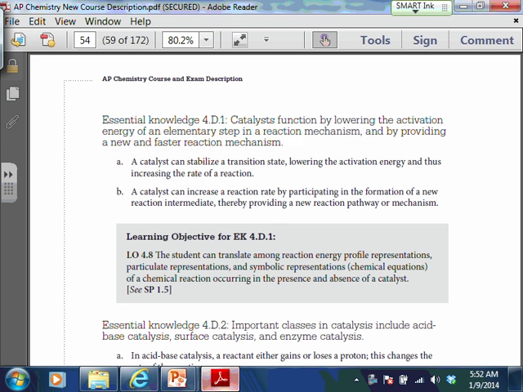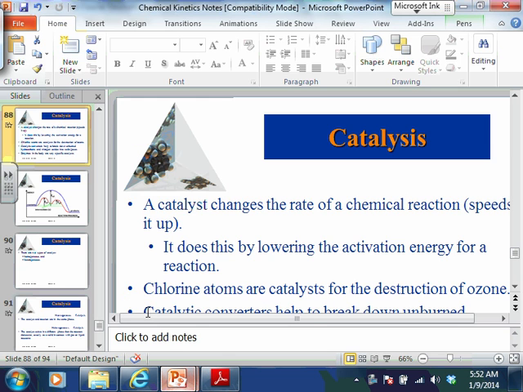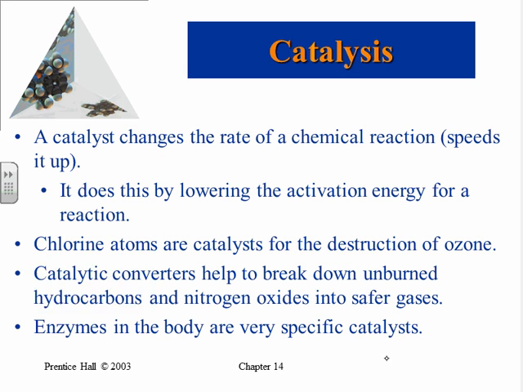So it can either stabilize the transition state, so that lowers the activation energy, or it can actually provide a new pathway with a lower activation energy, okay, so that this reaction can happen more quickly. If there's less of a hill to get over, then you're going to be able to get over the hill more quickly, and the reaction is going to happen faster.